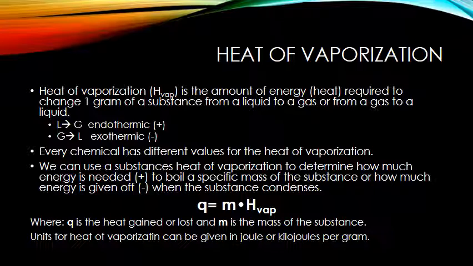So our equation, you'll notice, is exactly the same. We just are using heat of vaporization as opposed to heat of fusion. So Q is still our heat gained or lost, M is our mass, and our units can still be joules or kilojoules per gram.